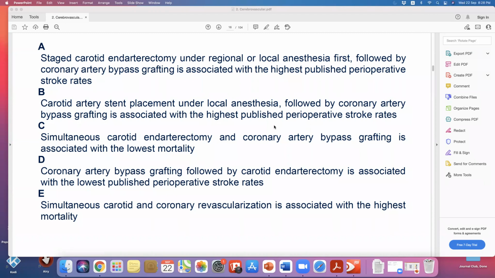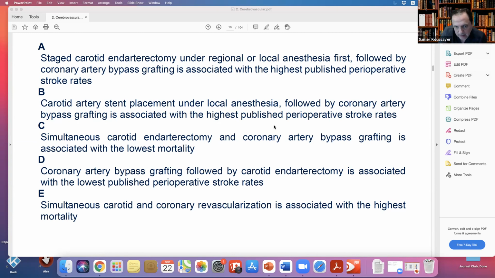Option D: coronary artery bypass grafting followed by carotid endarterectomy is associated with the lowest published perioperative stroke rate. After it, the rate will be high and no one will do it after. Option E: simultaneous carotid and coronary revascularization is associated with the highest mortality. So it's supposedly E. This is the right answer.